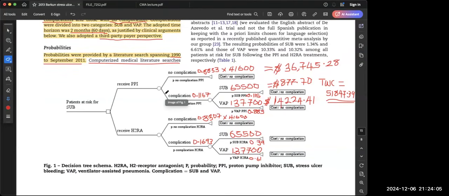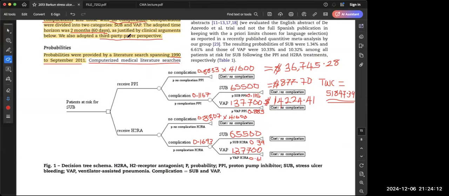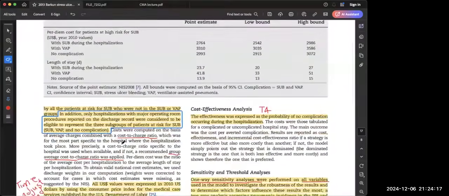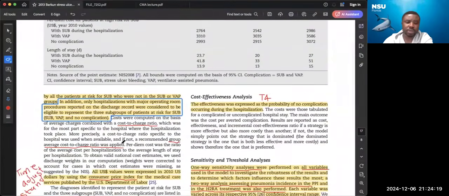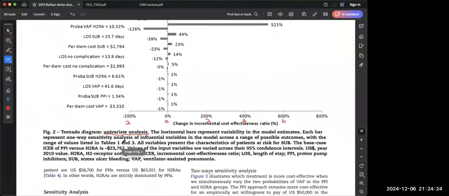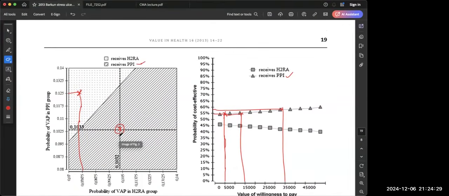Can I ask you a question? Figure number 3. Can you go to the probability of VAP in H2RA and the comparison? So that dotted line. This one, yes. So what if we draw the graph and it comes into the solid line, then we choose the PPI if it is the solid line?